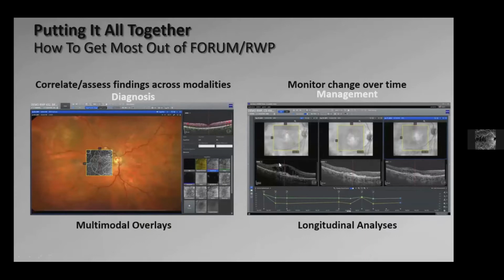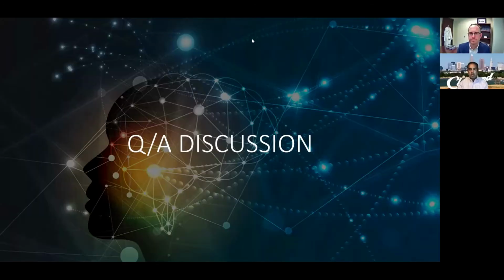And the other aspect we just touched on in the previous slide is these longitudinal analyses, which is where Retina Workplace really comes in. This helps us monitor change over time. I think this is very helpful for disease management, particularly as relates to patients undergoing anti-VEGF therapy. So again, look out for these in the live tutorial because we'll be talking about this quite a bit.